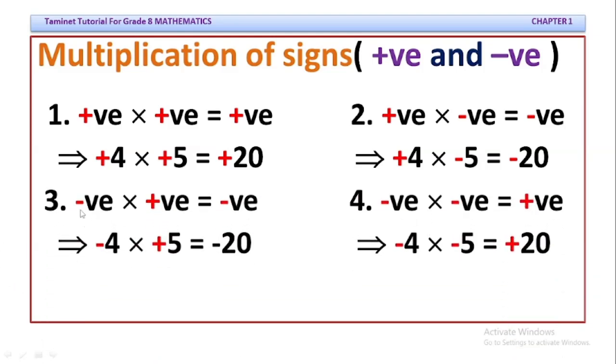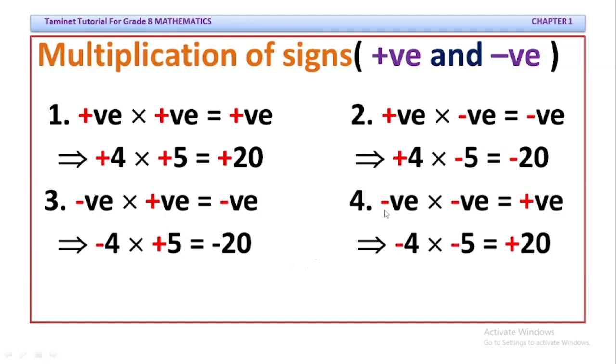Number 3, negative times positive, which is equivalent to negative. So students, keep this rule in your mind. Always use the sign product during multiplication. So negative times positive is negative. 4 times 5 is 20. So the product is negative 20.